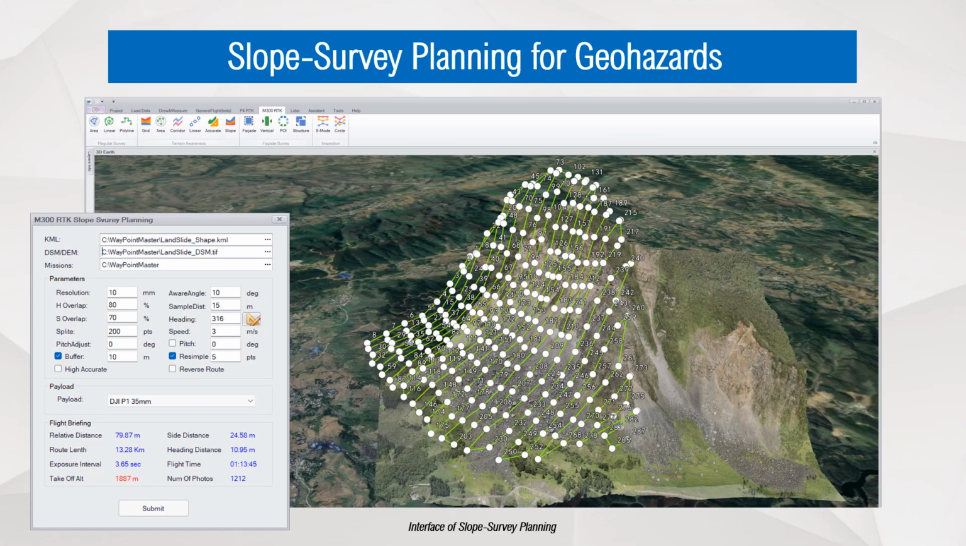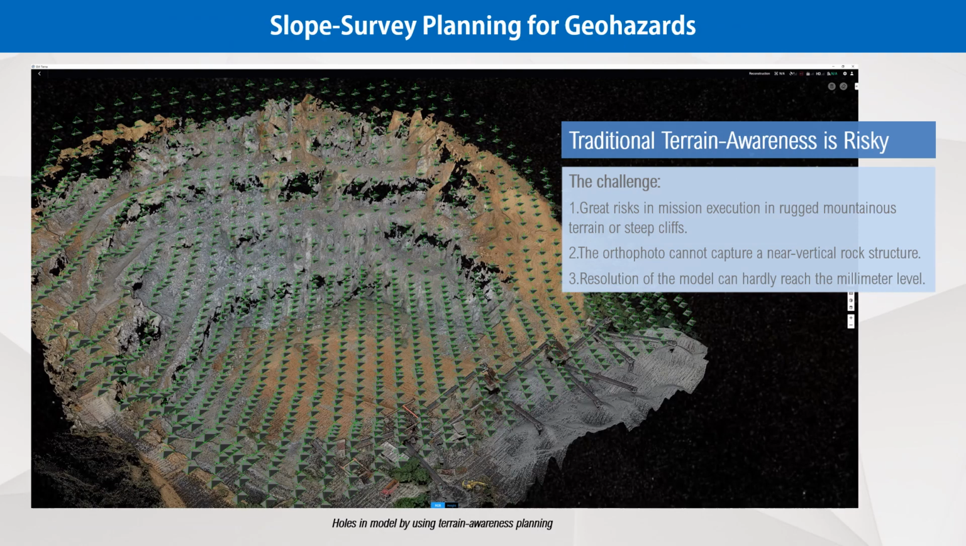Now let's move on to the next section, the slope surveying planning for geohazards. It is important to monitor areas where geohazards may happen. That's why we developed this feature, using photogrammetry technology to reconstruct highly accurate 3D reality models for structural analysis, hazard evaluation, and treatment. When it comes to rock terrain or steep cliffs, the traditional terrain awareness planning is risky.